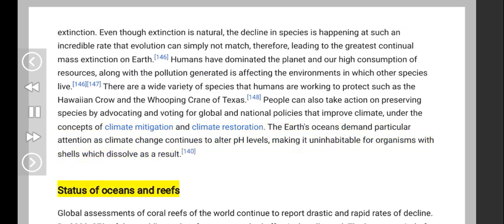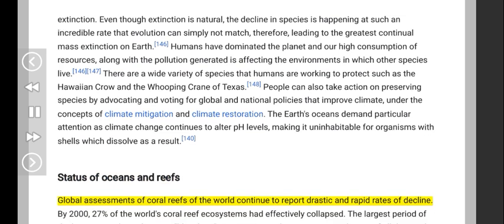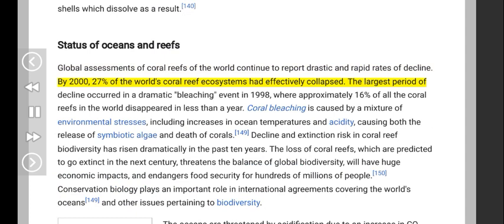Status of oceans and reefs. Global assessments of coral reefs of the world continue to report drastic and rapid rates of decline. By 2000, 27% of the world's coral reef ecosystems had effectively collapsed. The largest period of decline occurred in a dramatic bleaching event in 1998, where approximately 16% of all the coral reefs in the world disappeared in less than a year.